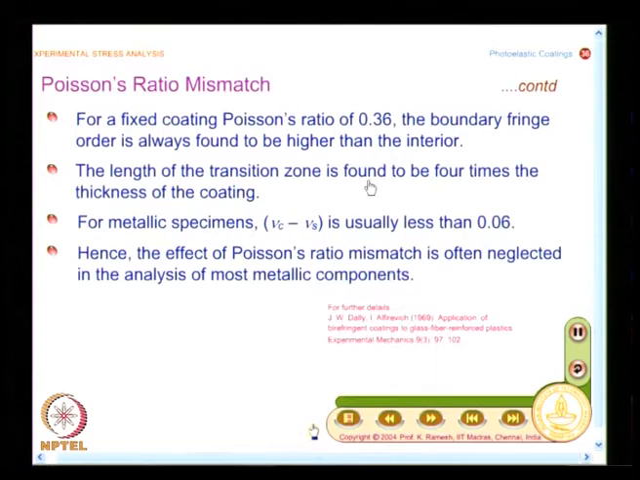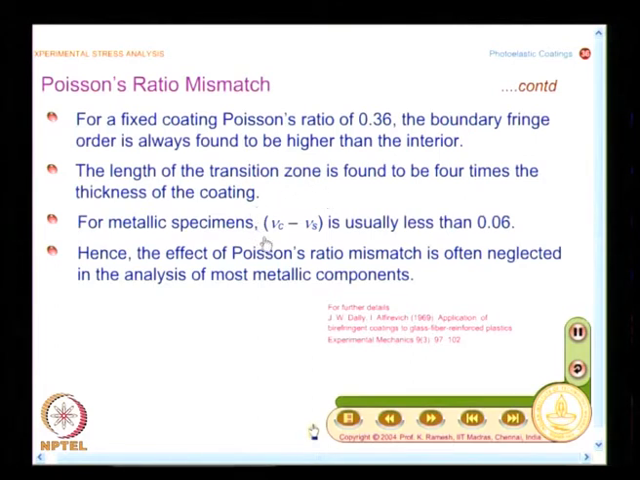And what they have found is, for a fixed coating Poisson's ratio of 0.36, which is reasonable to assume, the boundary fringe order is always found to be higher than the interior. That is mainly because of the Poisson's ratio mismatch. And the length of the transition zone is found to be 4 times the thickness of the coating. So, this is the contribution by the experiments conducted by Daly and Alferwich. They have also established the size of the transition zone, it is a function of the coating thickness.